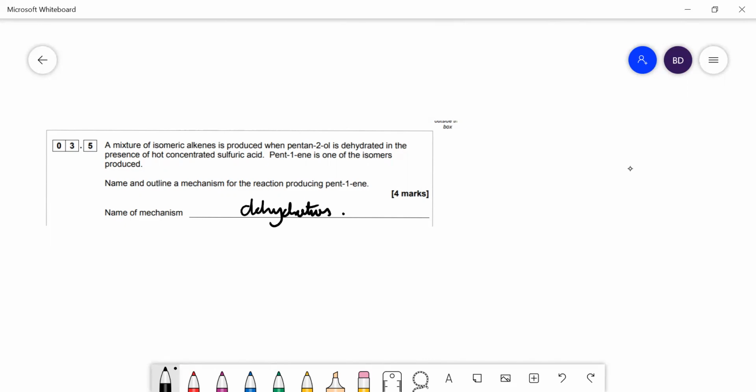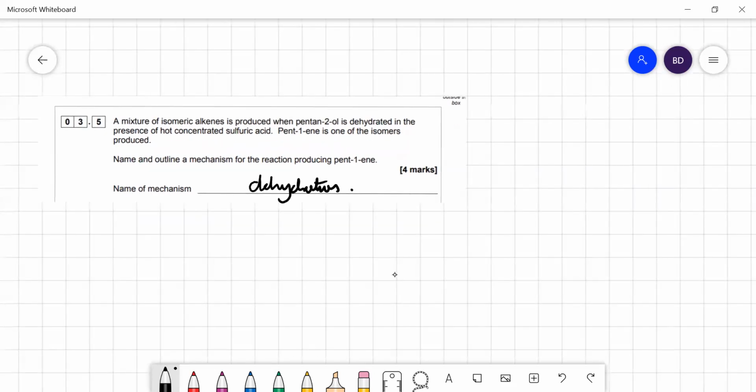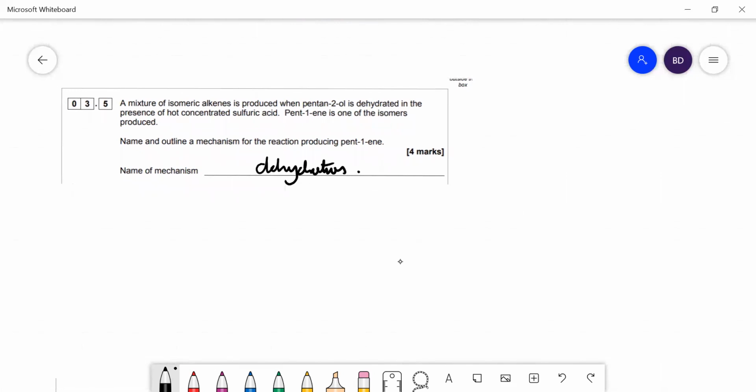Right, and the sulfuric acid is a catalyst, so we need to get 1 mark for naming it. Let's do the mechanism now. So rather than draw the whole thing out, I'm going to draw just the last 2 carbons. That's all that matters. So you can draw the OH like that.